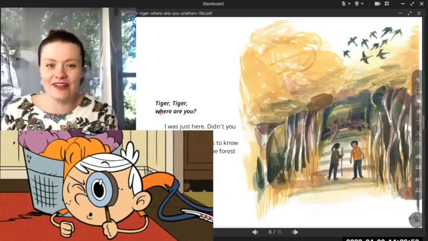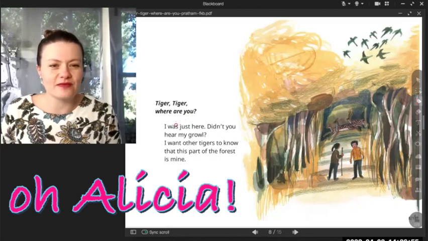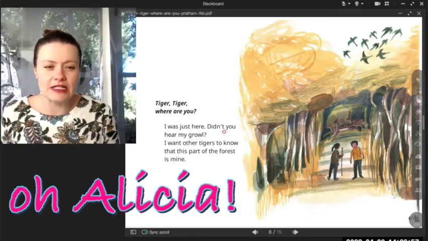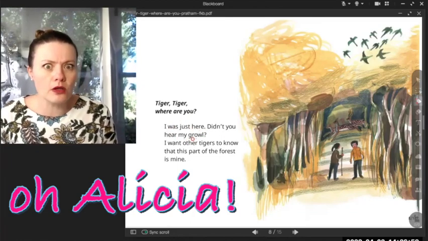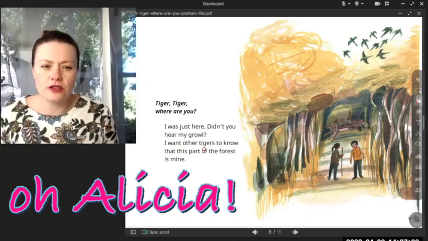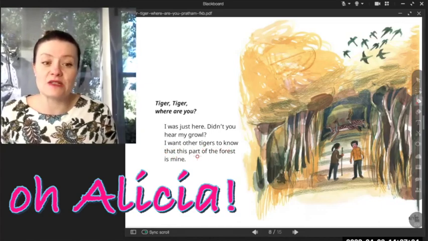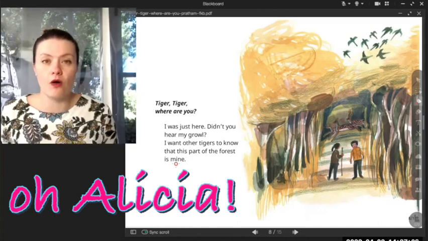Tiger, tiger, where are you? I was just here. Didn't you hear my growl? I want other tigers to know that this part of the forest is mine.